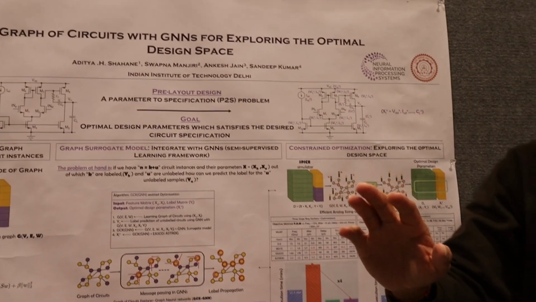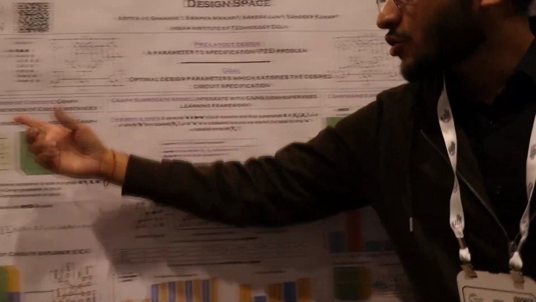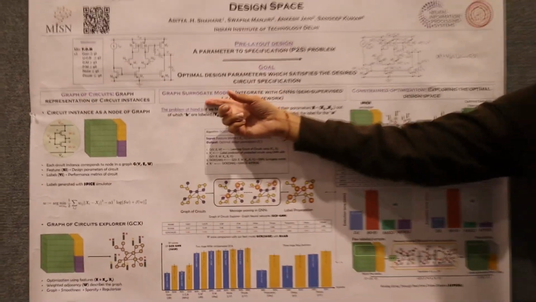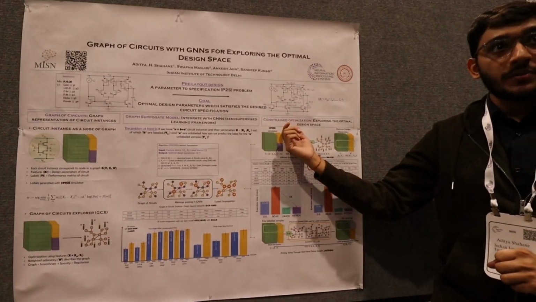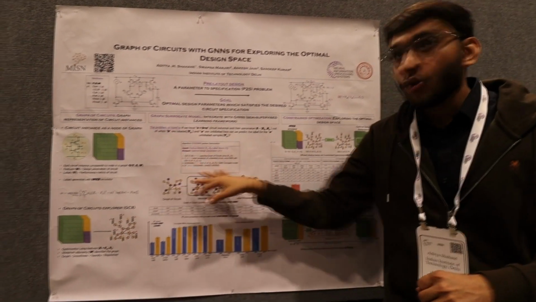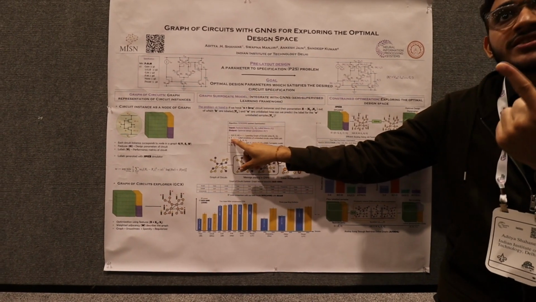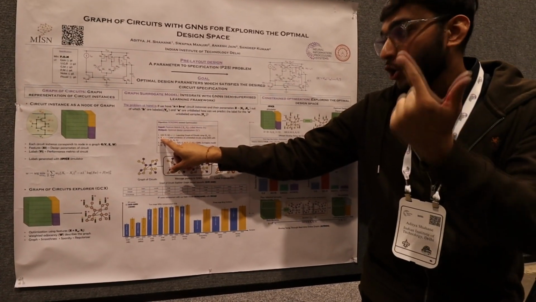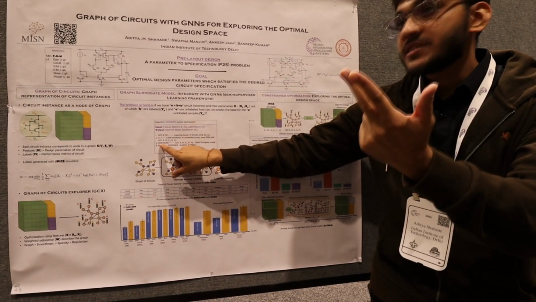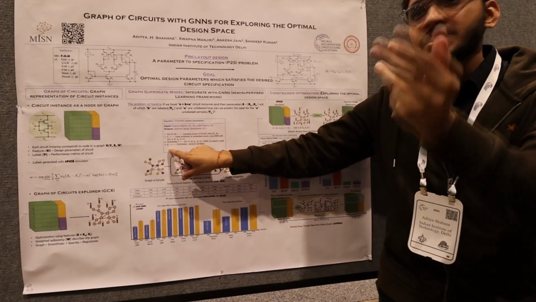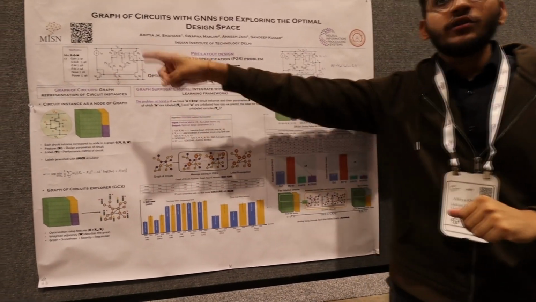We have divided this whole thing into 3 stages. First is called graph of circuits. Second is the graph surrogate model. Third is the constraint optimization. Now let me go through the whole pseudocode of it. First step is learning a graph. Second is doing a label propagation on the unlabeled instances. Third is generating a surrogate model, and fourth is the constraint optimization. Let's go on to the first step.